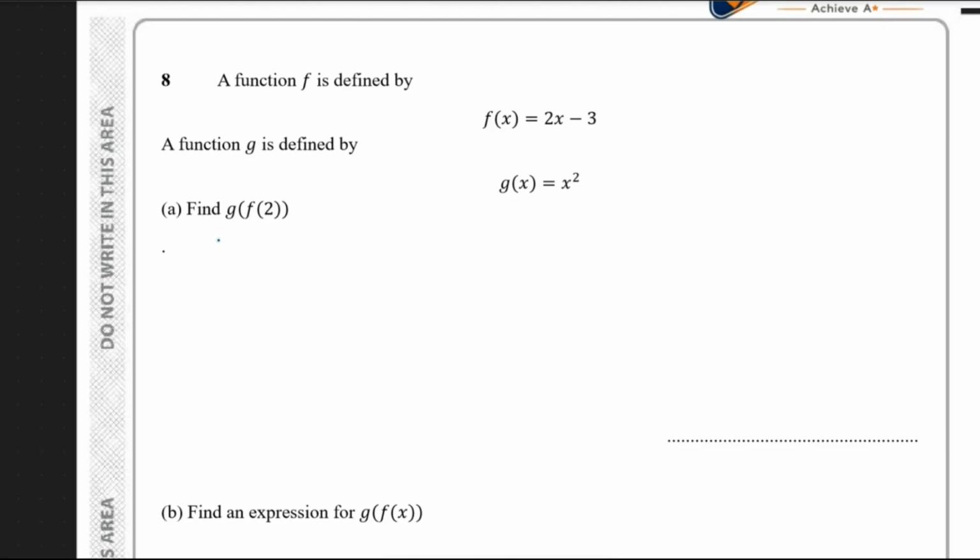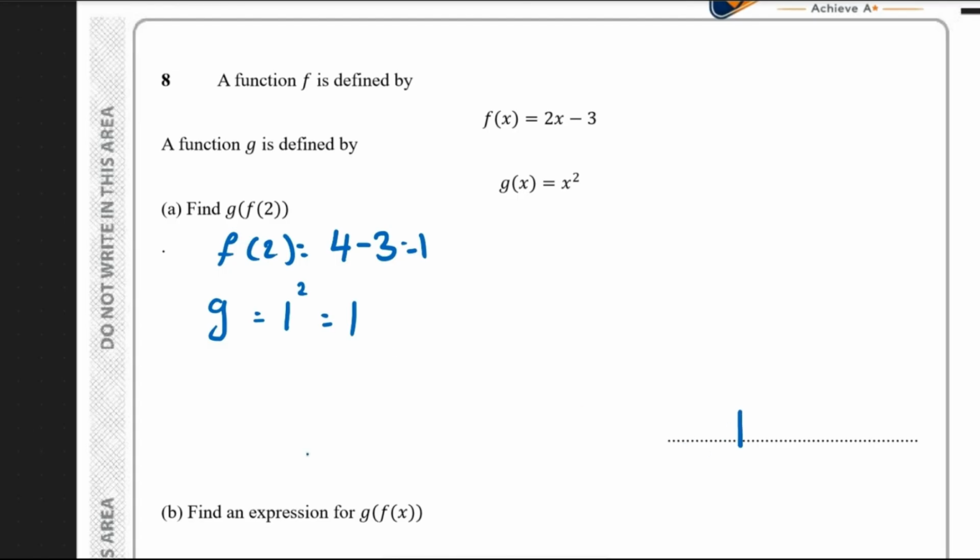So we can write now f(2) equals 2 times x, which is 2. So 2 times 2 is 4, take away 3 equals 1. So the function of 2, when we substitute x by 2, will give us 1. So now we need to look at g of f(2), which is g of 1. That means we need to replace each x in g, which is this one, by the number we got, which is 1 now. So that would be 1 squared, which equals 1. So the answer for this question is 1.